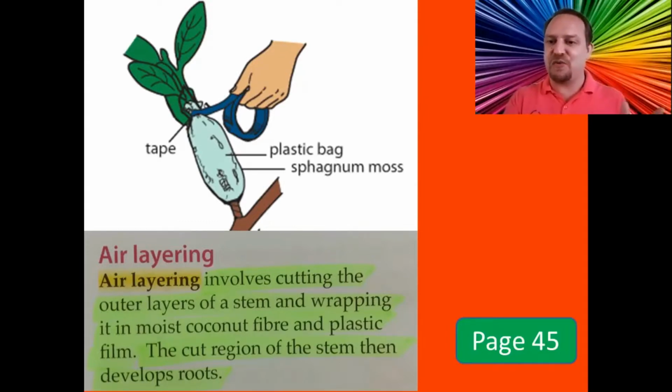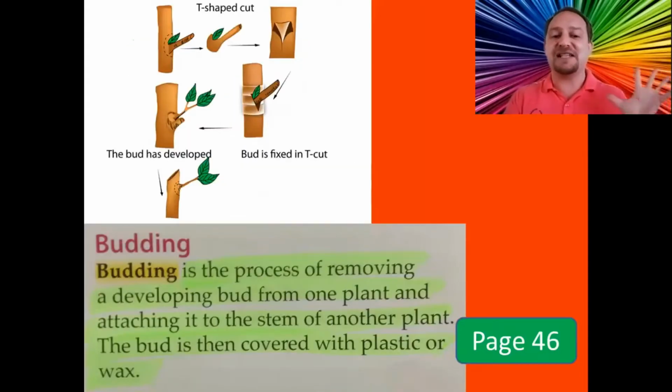What are the other two ways you can help to create plants? Okay, the other one is budding. It's the process of removing a developing bud from one plant and attaching it to the stem of another plant. The bud is then covered with plastic or wax. Maybe next week I'll give an example of how we can bud a plant. There's actually some simpler ways you can do budding also. All right, so you guys can highlight this in page 46, please.